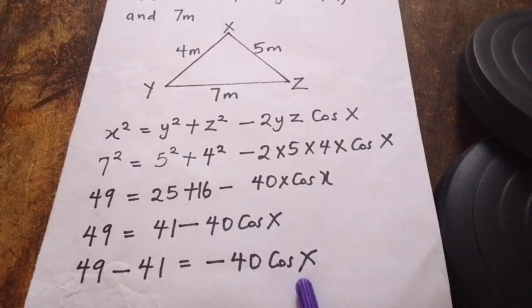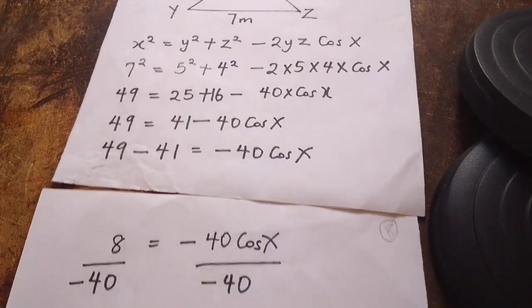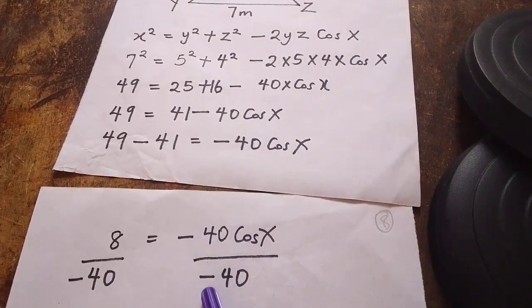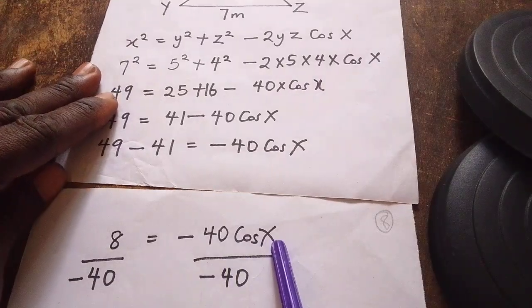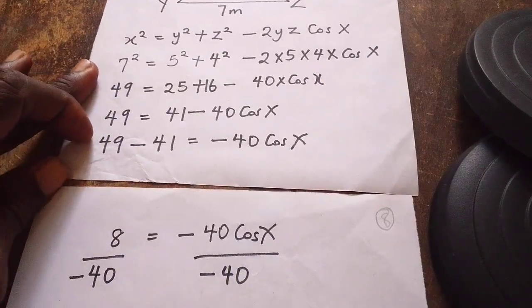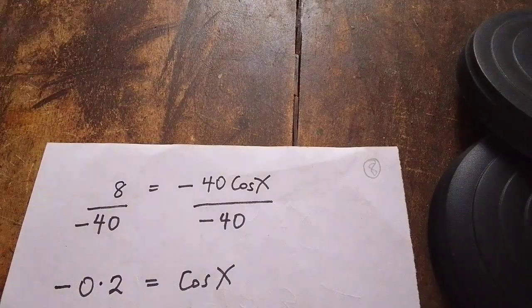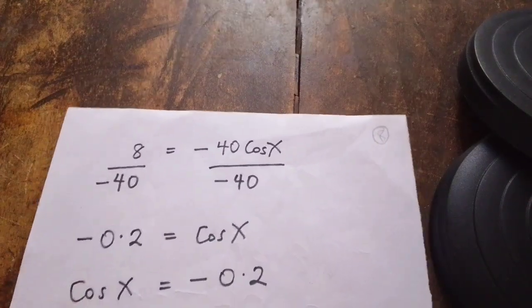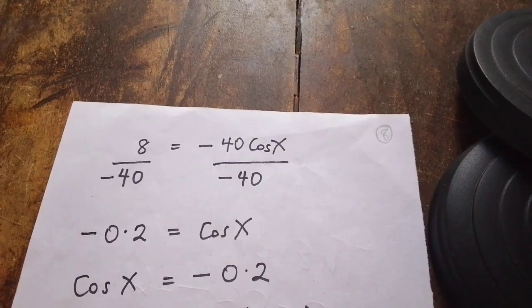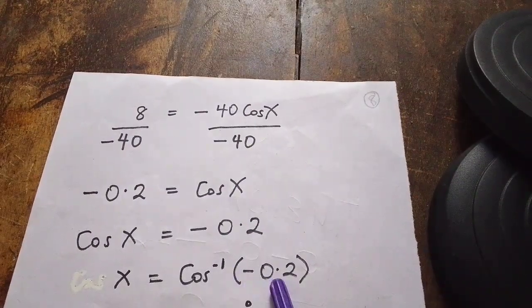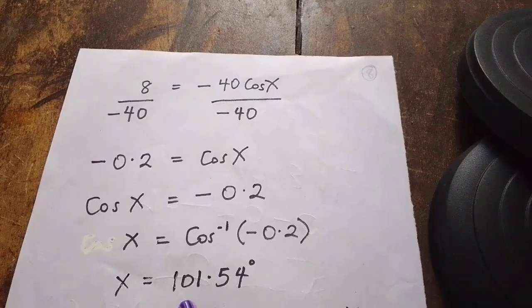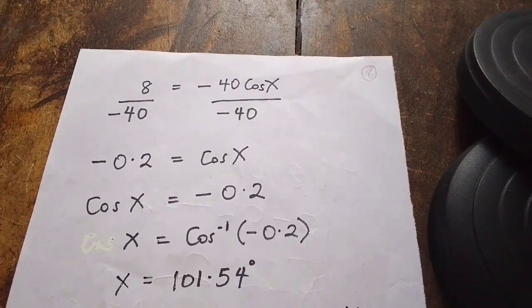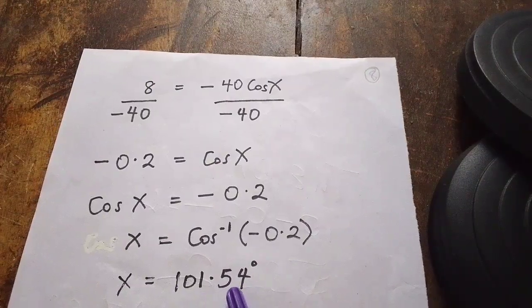To get cos x, we divide both sides by minus 40. When we divide both sides by minus 40, minus divided by minus is plus, leaving cos x. Minus 8 divided by minus 40 gives us 0.2, so that means... the value for our cos x is minus 0.2. To now look for the arc cos of minus 0.2, it gives us 101.54 degrees. So we've been able to get x like this. This x is 101.54 degrees.